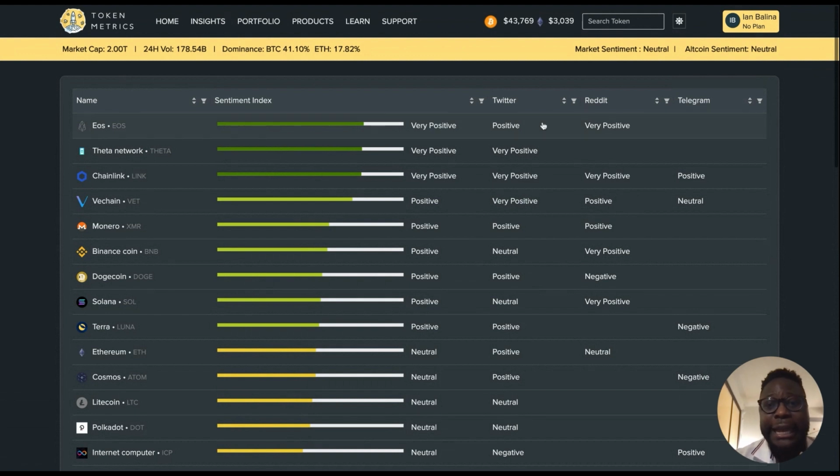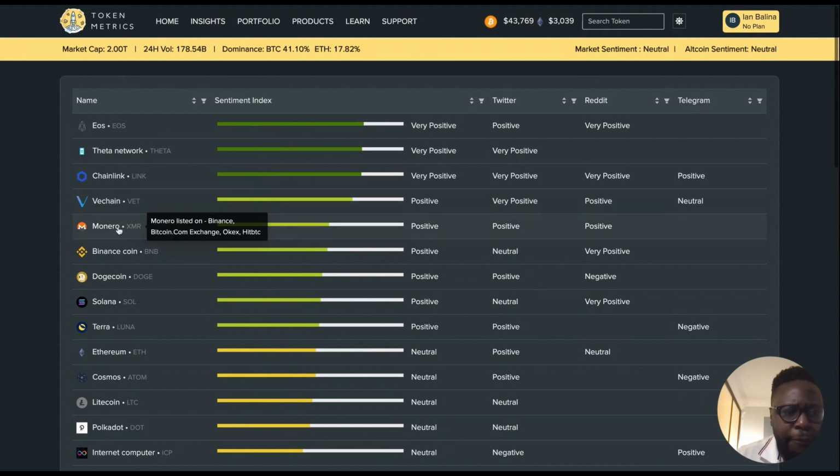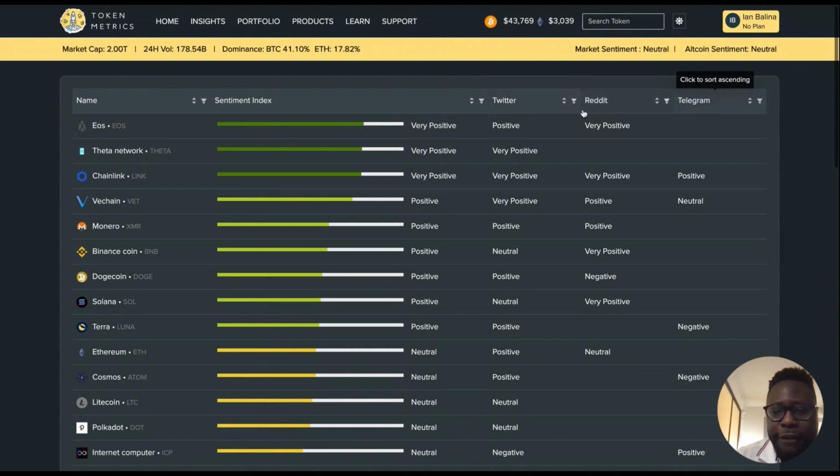And guess what? We're mining that data for your benefit to give you that alpha. So Telegram, Reddit, and Twitter, we get all that data every single day for all these different coins, their groups, if they're public. And then we have our machine learning model analyze that and try to see if there's any alpha in that, any insights, right? So looking at this, these are the coins right now that have a positive sentiment. We have EOS, Theta Network, Chainlink, VeChain, Monero, Binance Coin, Dogecoin, Solana, and Terra Luna, right? And very positive are the top 3. And you can come here and sort this based on Reddit, Telegram, what have you, right?